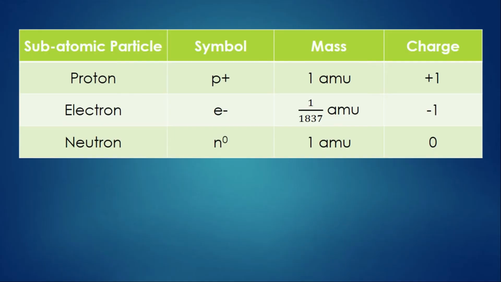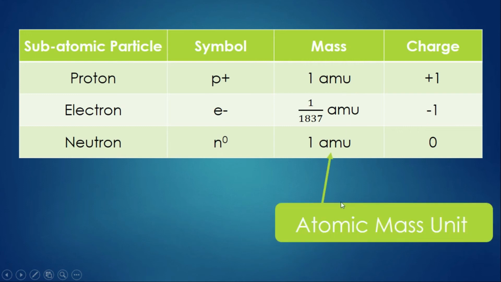Now if you look at this table here, which shows us the different properties of the subatomic particles, protons are represented by the symbol P+, as they are positively charged. Electrons are represented by E- because they are negatively charged, and neutrons are represented by N0 as they are neutral in charge. In that same manner, the mass of one proton and that of one neutron is 1 AMU. Here, this AMU is the atomic mass unit. It is basically a unit of measuring the masses of very, very tiny particles like atoms, molecules, and subatomic particles.